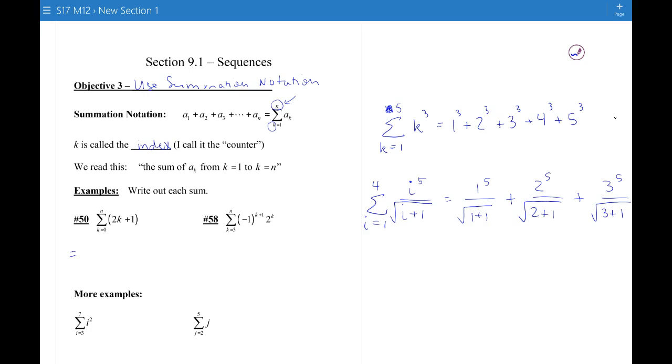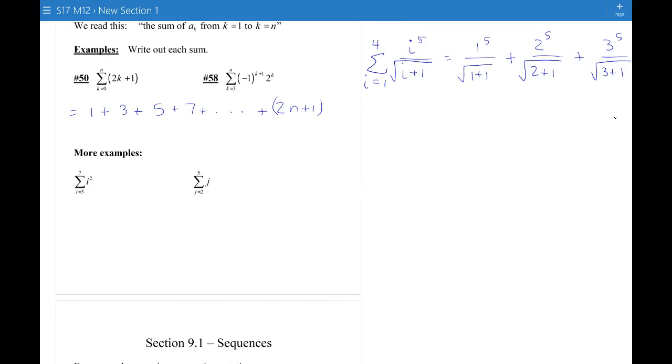So we're going to let k equal 0 first in number 50. When k is 0, I get 1 plus. Then when k is 1, I'm going to get 3 plus. When k is 2, I'm going to get 5, and then you see the pattern growing. And then plus, dot, dot, dot, the ellipsis that says, and so on in the same way until k gets to the number n, and then you stop. Okay, so we'll look at number 58 in class together with the alternating sign. And then here's some more examples. They didn't have enough examples in your book, I thought, so I gave you some more here.